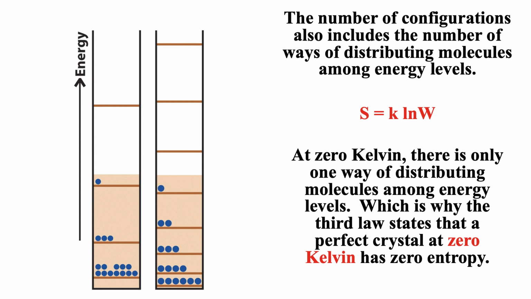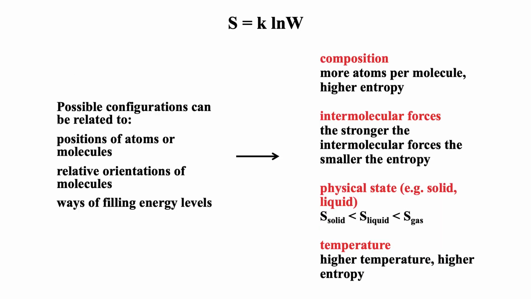At 0 Kelvin, there's only one way of distributing the molecules among the energy levels, which is why the third law states that a perfect crystal at 0 Kelvin has 0 entropy. And so S equals k natural log W. Again, W is the number of configurations, which could be positions of atoms or molecules, relative orientations of molecules, or ways of filling energy levels. Now we can convert this into thinking about it in a little bit easier way, in terms of concepts.